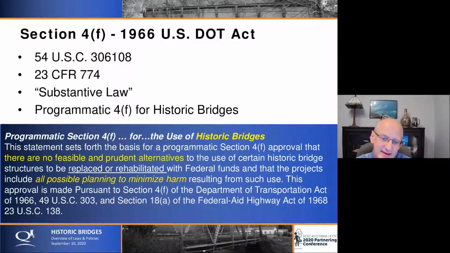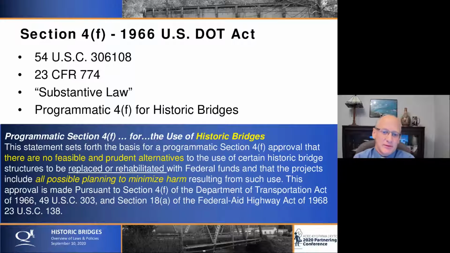My intent with this is to communicate the scope of work that you have to take when 4(f) applies. So 4(f) has a programmatic agreement for historic bridges, and thank goodness it does. And this is a quote from that programmatic agreement. This statement sets forth the basis for programmatic Section 4(f) approval: that there are no feasible and prudent alternatives to the use of certain historic bridges, structures to be replaced or rehabbed, which applies to both, with federal funds, and that the project includes all possible planning to minimize harm.